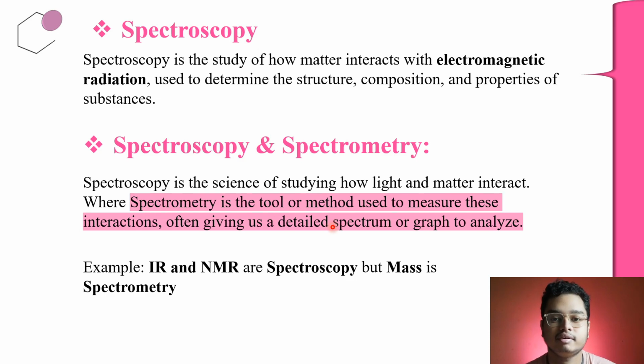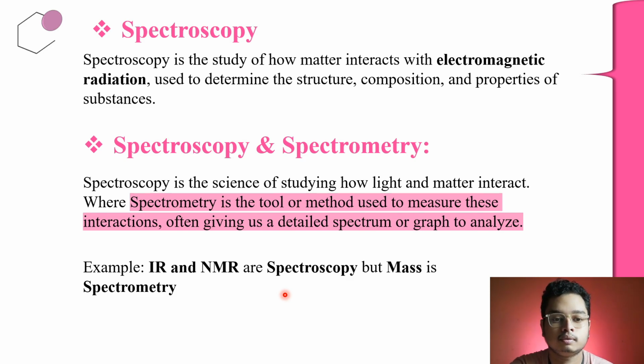So this is the difference between spectroscopy and spectrometry, and I hope you understand that. For example, IR and NMR, what we are doing here, are spectroscopy, but mass is spectrometry. Okay, so you have to understand this: mass spectroscopy is not spectroscopy, it is mass spectrometry. But IR is spectroscopy, NMR is spectroscopy. Okay.